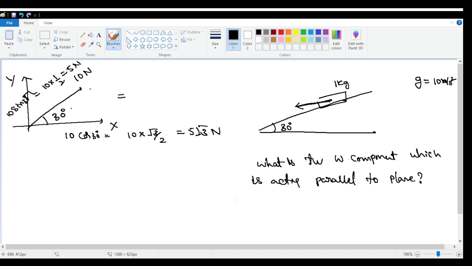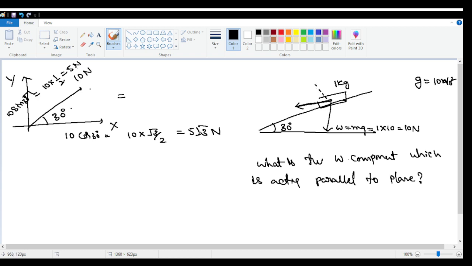Will you please look at this one. The weight will act in the downward direction, W is equal to mg. What is this mg? The m value is equal to 1, the g value is equal to 10, so mg is equal to 10 newtons.